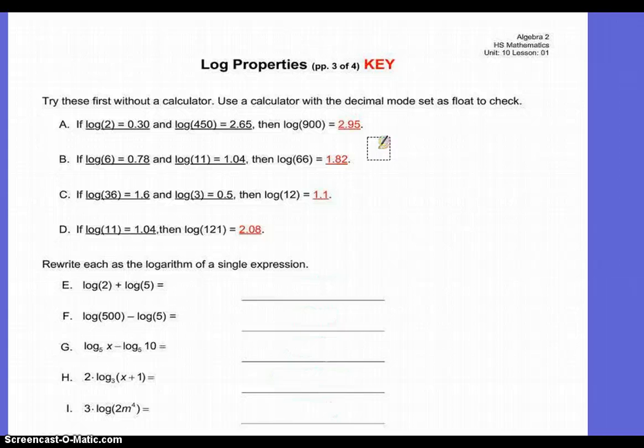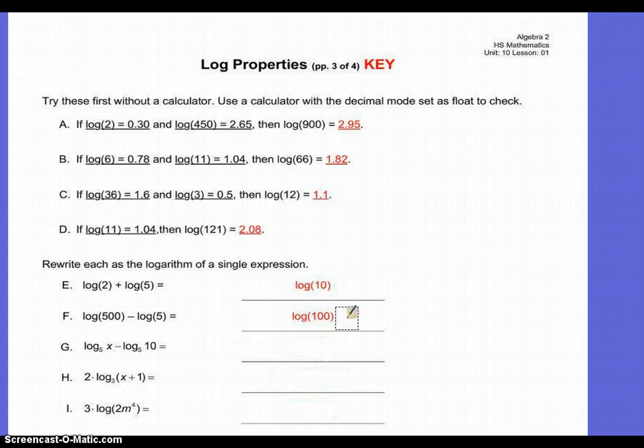Now I want you to rewrite the logarithm as a single expression. If I have log of 2 plus log of 5 and they are the same base, what would the 2 and the 5 become? That's correct, log of 10. So if I have log of 500 and log of 5 and I'm subtracting, then what would they become? I would divide and I would get 10.